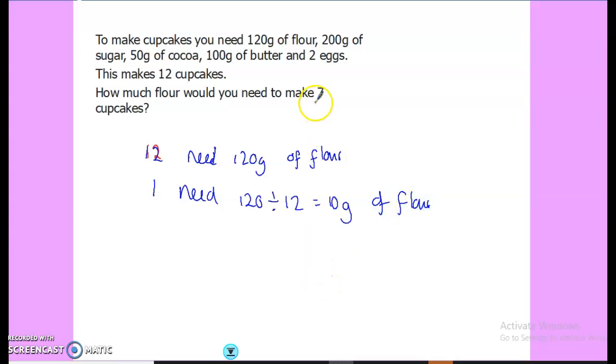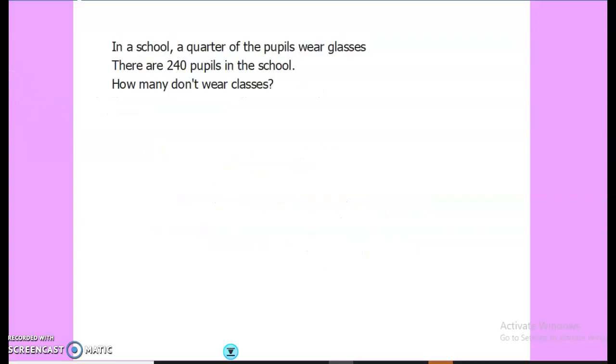of flour. If I want to make 7 cupcakes, if it's 10 grams for one, I need to do 10 times 7, which is 70 grams of flour. The idea with these questions is you always want to work it back to what one would be and then multiply up. But like doing the ratio, it's just worded in a slightly different way.